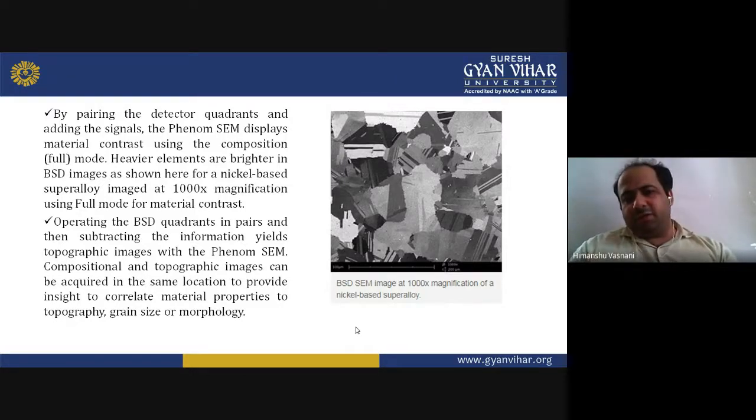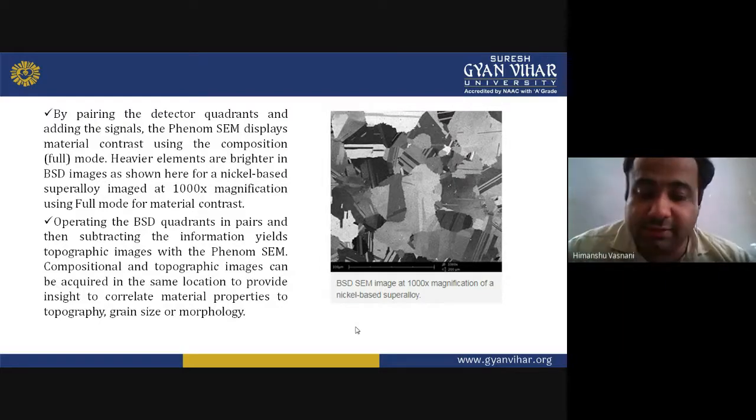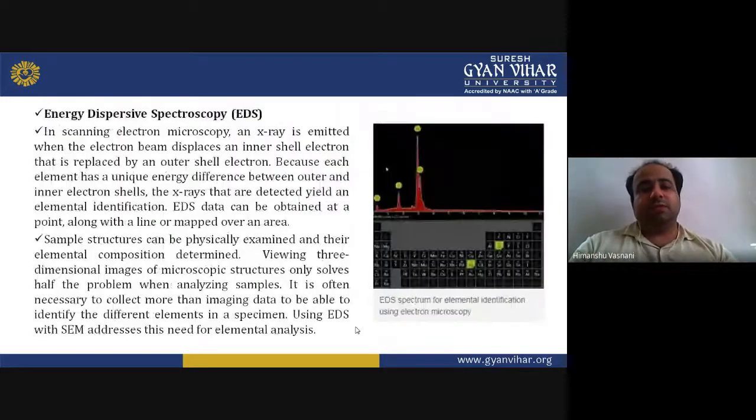Magnification using full mode for material contrast. Operating the BSD quadrants in pairs and then subtracting the information yields topographic images for the Phenom SEM. Now, compositional and topographic images can be acquired at the same location to provide insight to correlate material properties with topography, grain size, or morphology.